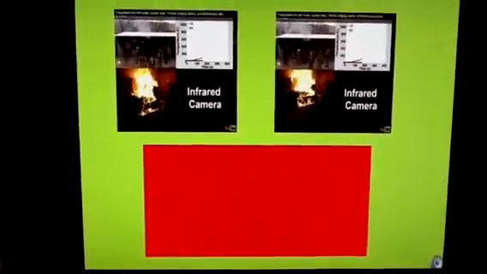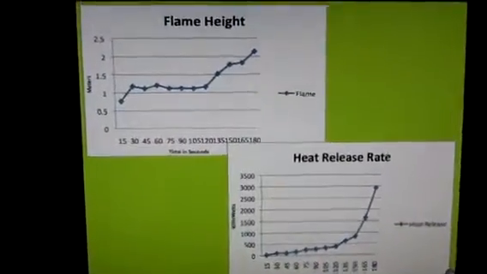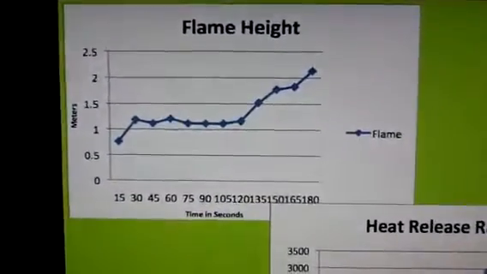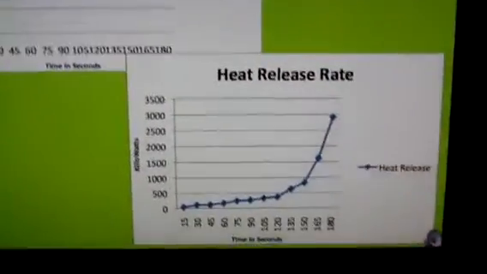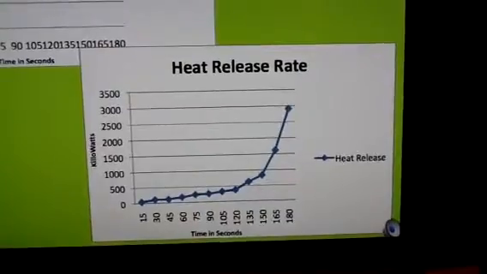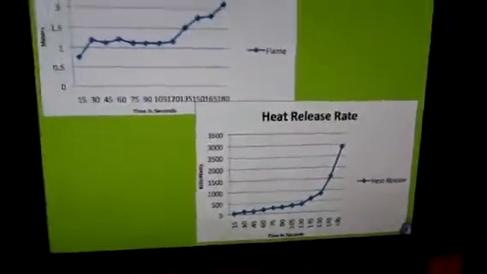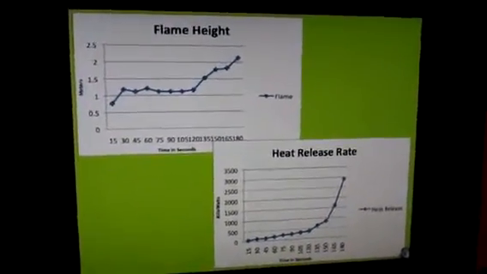So two figures here. I've got one flame height and then the other heat release rate. They're pretty straightforward, just one line graph each here.